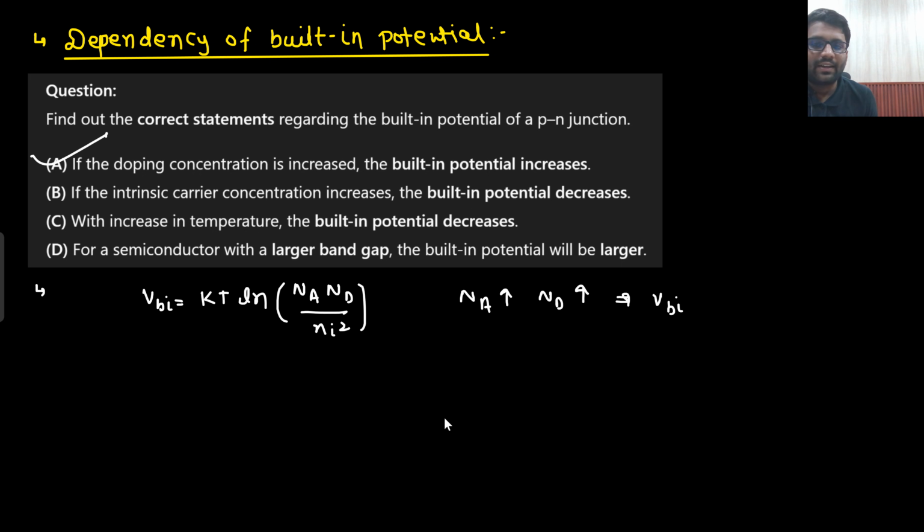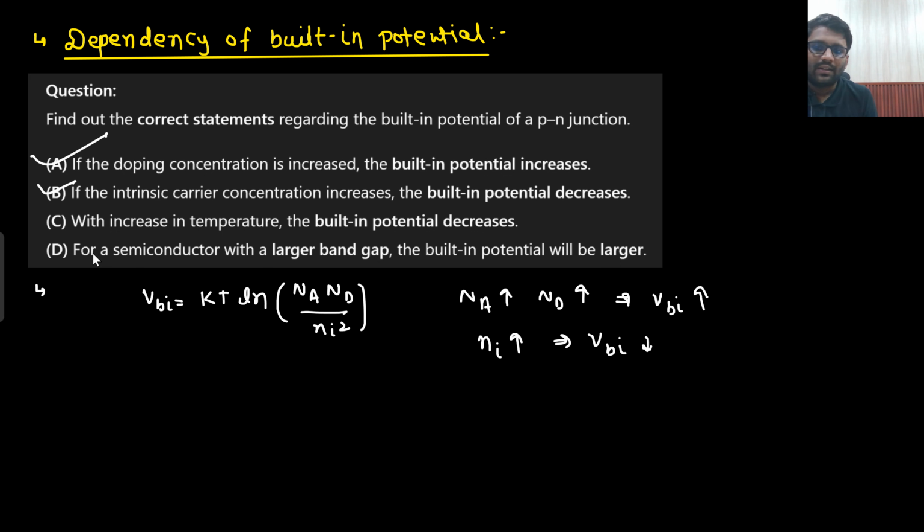Second one, if intrinsic carrier concentration increases, then built-in potential decreases. That is correct only. If Ni increases, then V built-in decreases. If this increases, then this whole thing decreases, ln decreases, so whole value will decrease. Very simple thing. Temperature we will see later on.